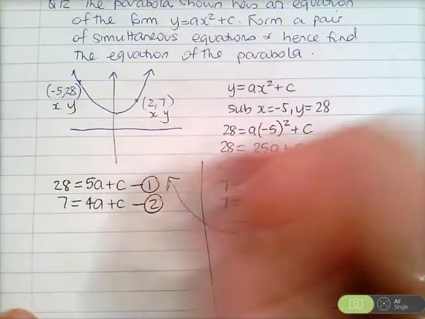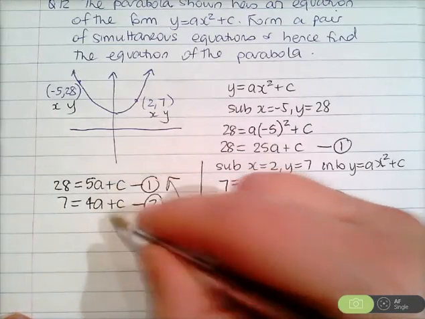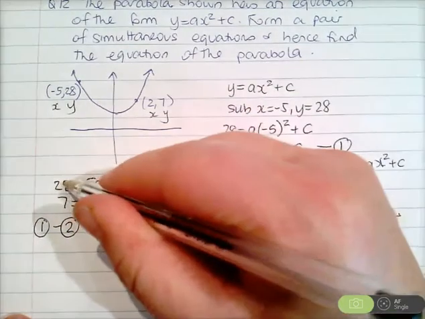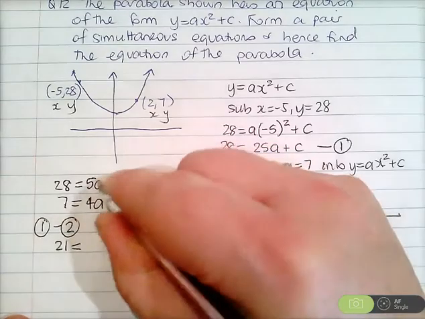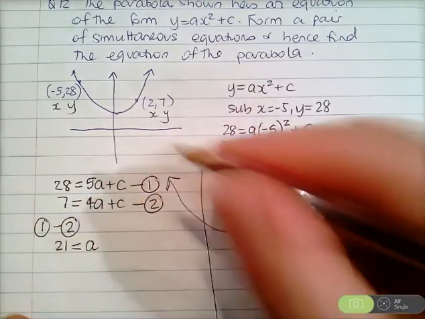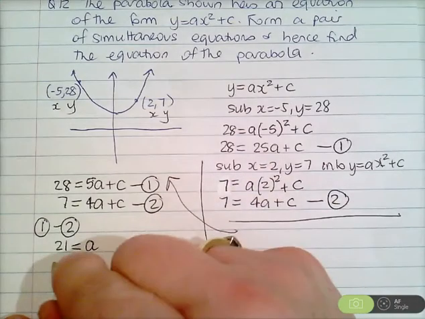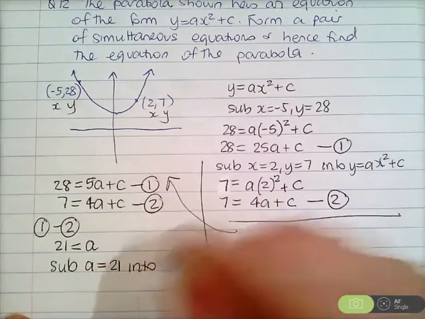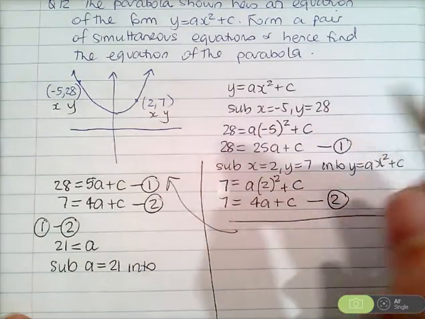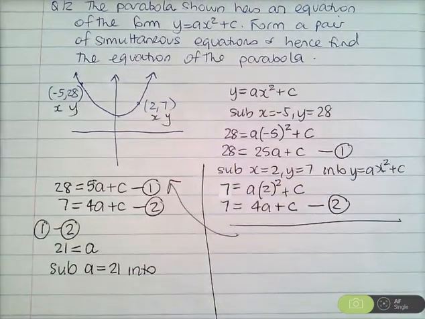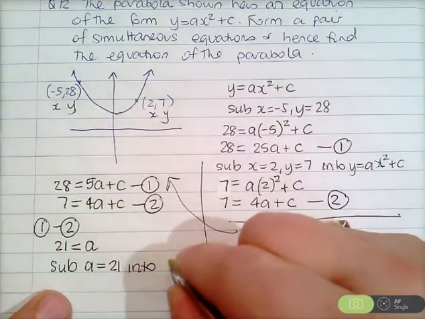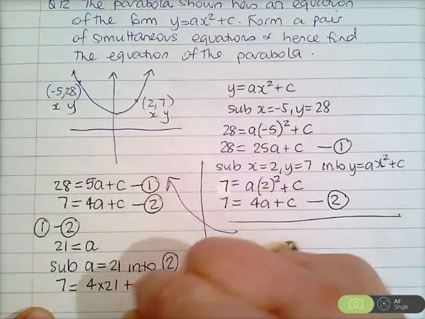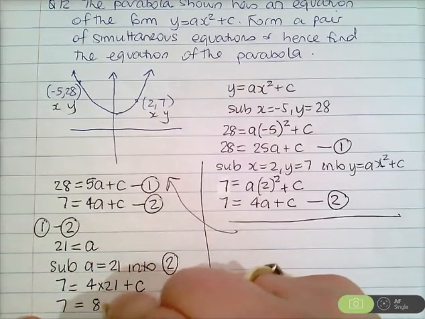Now I can see that the c's have the same coefficient. In other words, the number in front of the c is the same. So to solve simultaneously, I can just do equation 1 minus 2. So I go 28 minus 7 is 21. And 5a minus 4a is 1a. So therefore, a equals 21. Now I've worked out what a is, and I substitute a equals 21 into either equation 1 or 2. I'll put it into equation 2, and I get 7 equals 4 times 21 plus c. So I get 7 equals 84 plus c.